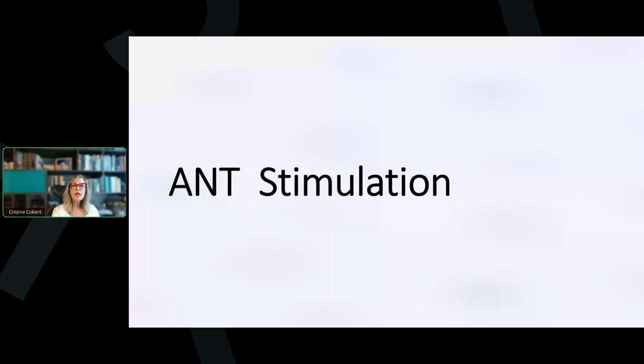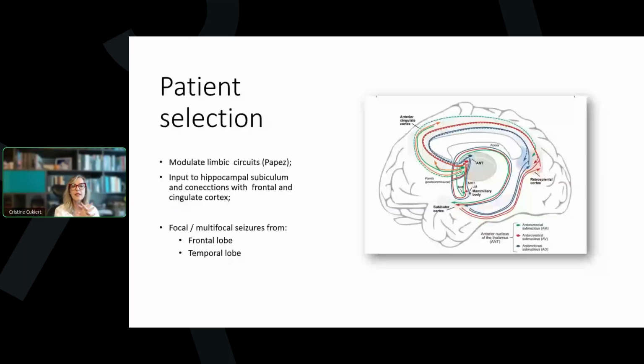So the ANT, as mentioned before, is modulating the limbic circuit, with input also to the hippocampal, frontal and cingulate cortex. So this is a procedure that we have to choose for frontal and temporal lobe.